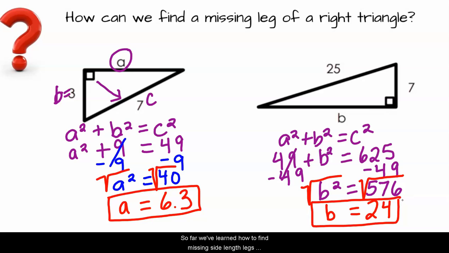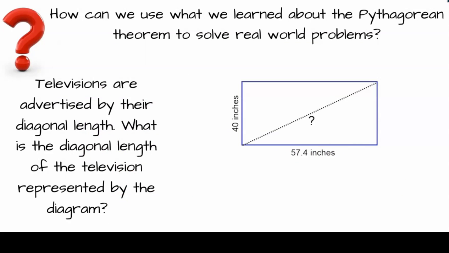So far we've learned how to find missing side lengths, legs, and the hypotenuse using the Pythagorean theorem. Next, what we're going to do is look at a real-life problem, and you're actually going to solve this one on your own. So our question is, how can we use what we learned about the Pythagorean theorem to solve real-world problems?